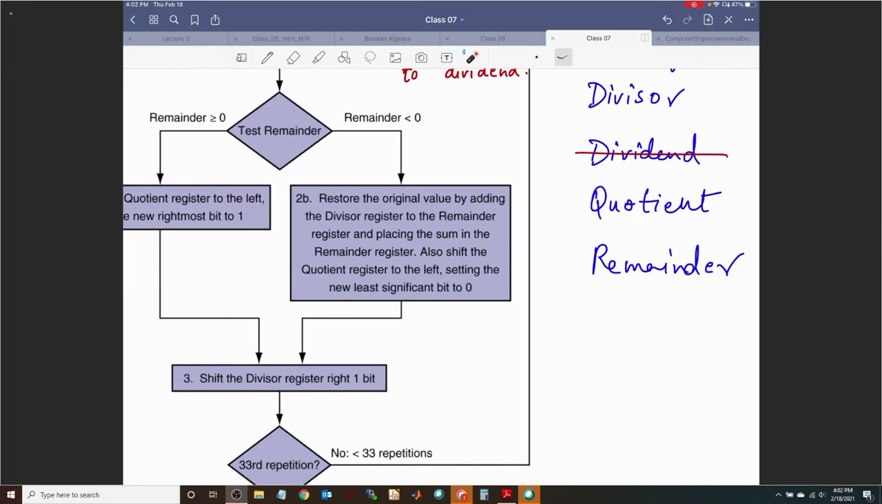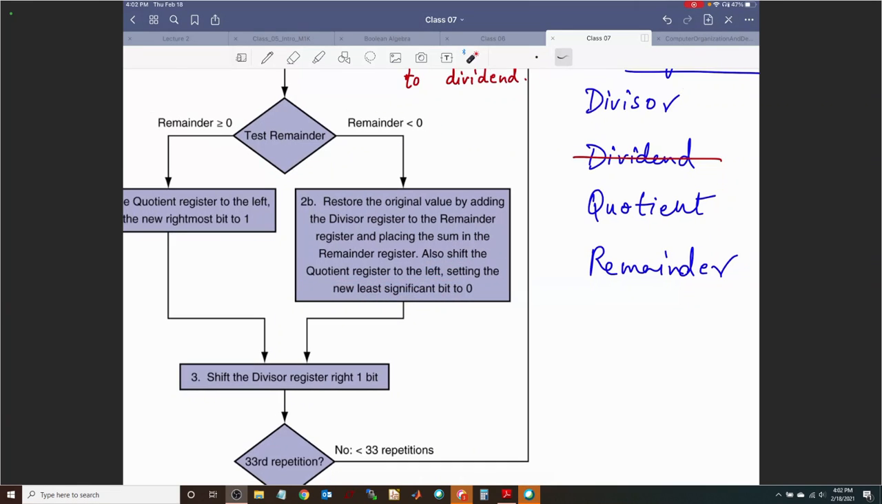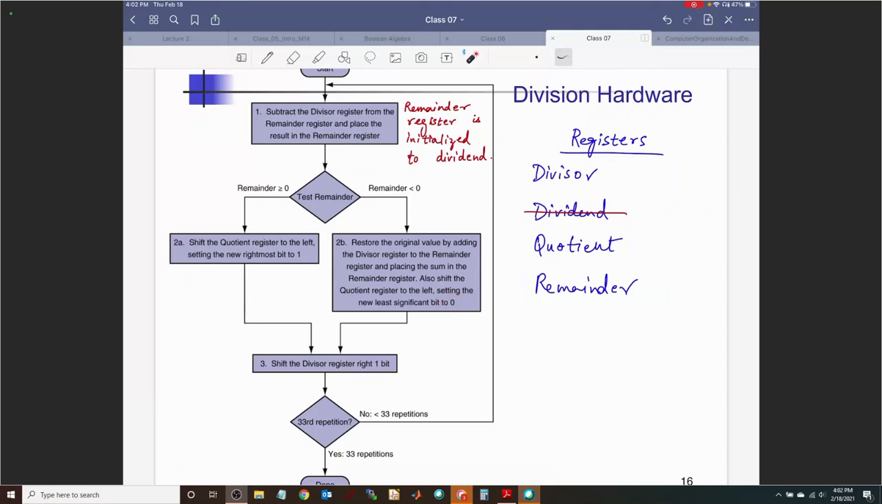But also you need to shift the quotient register to left, setting the newly significant bit to 1. Did not get consumed, quotient should become 0. That bit should become 0. The new bit it creates, because when you move things to the left, it creates an empty slot. That slot fills with 0 here and it fills with 1 over there.